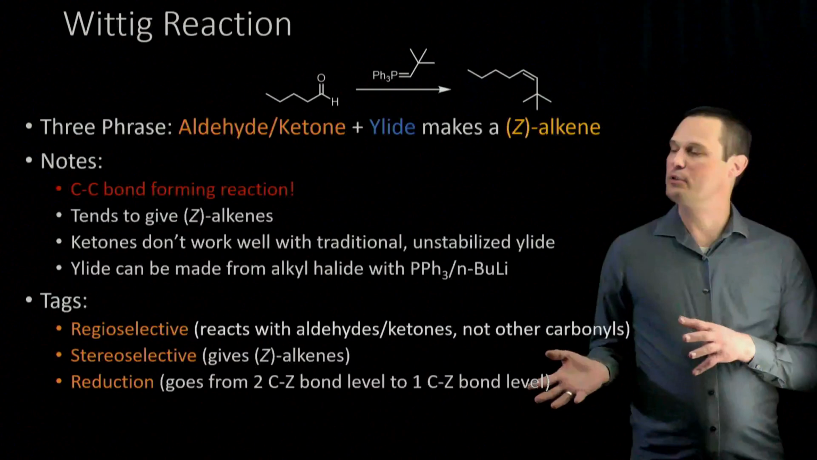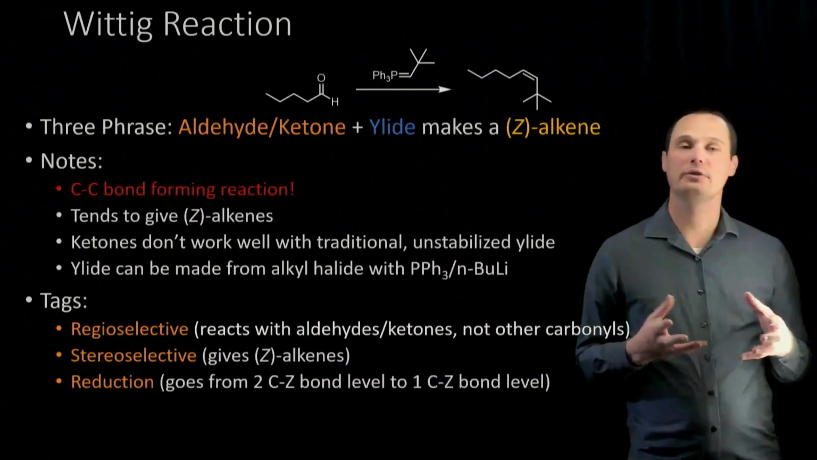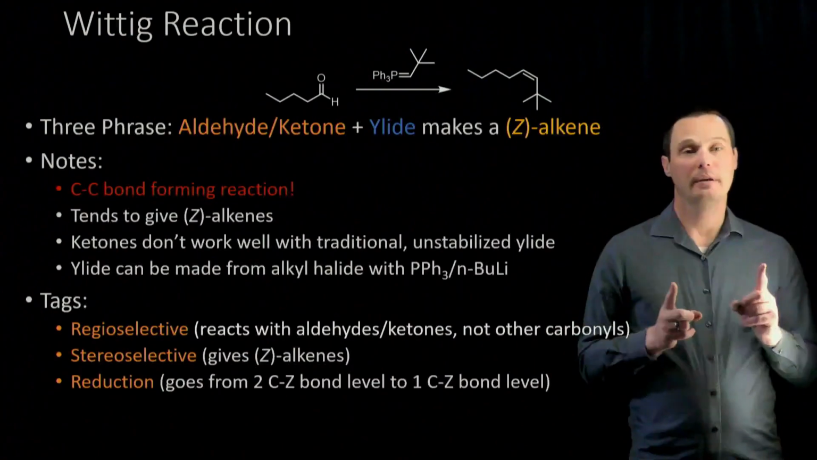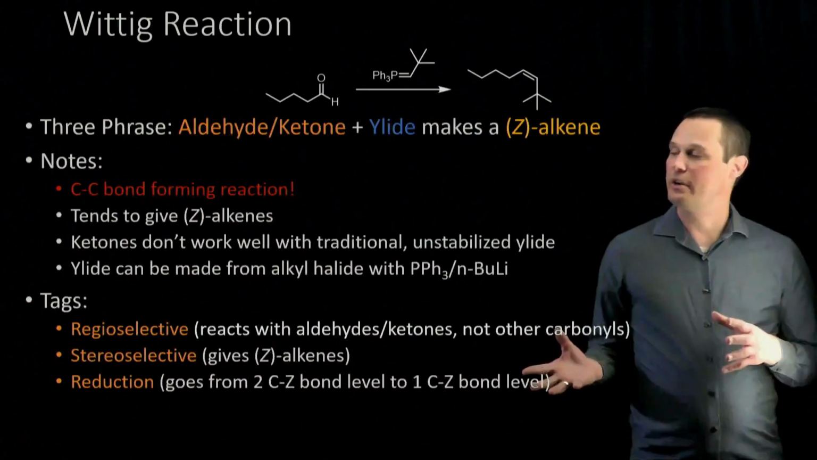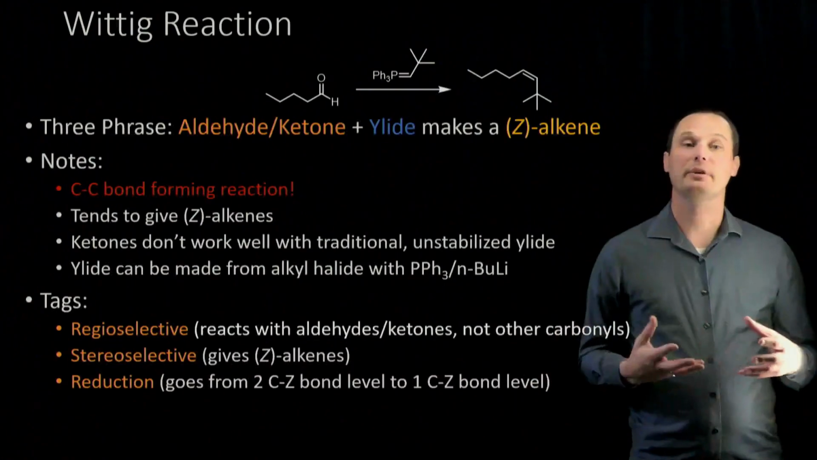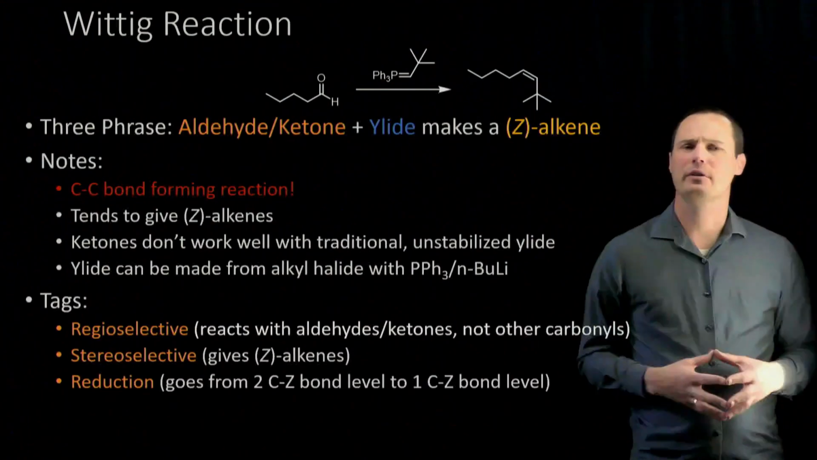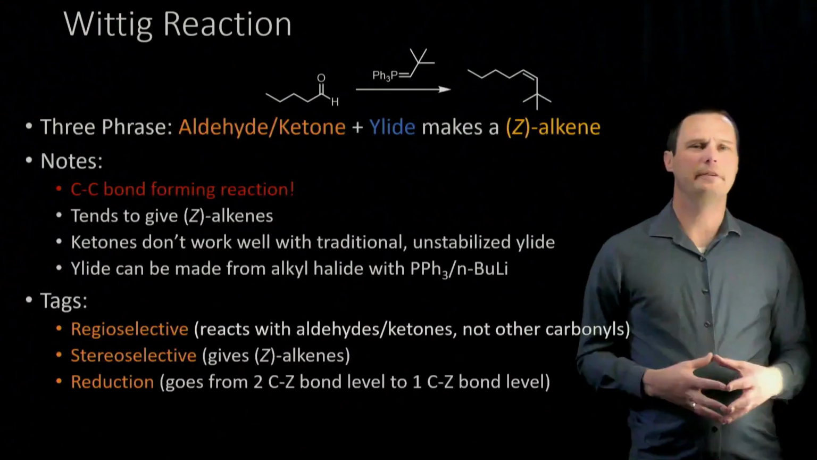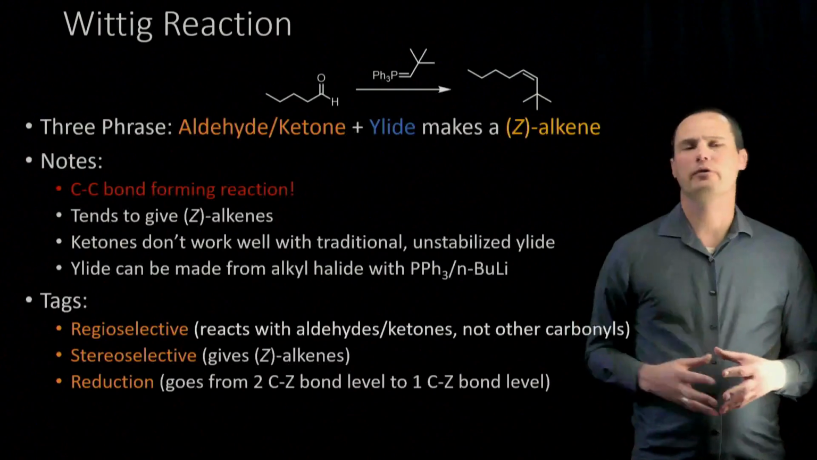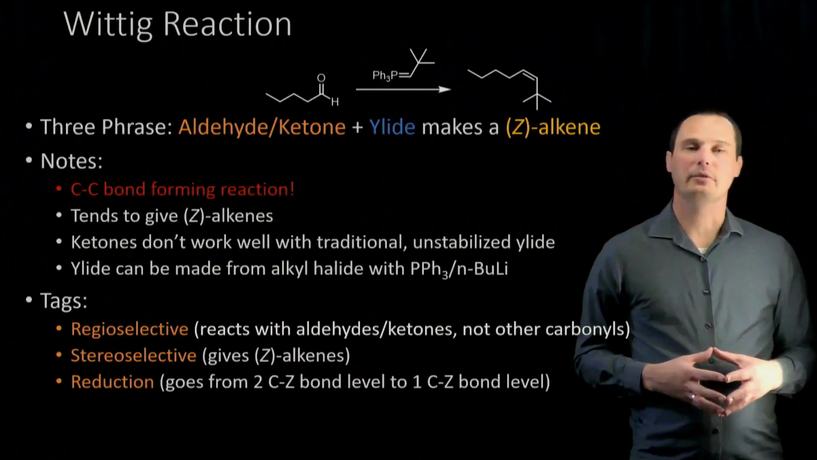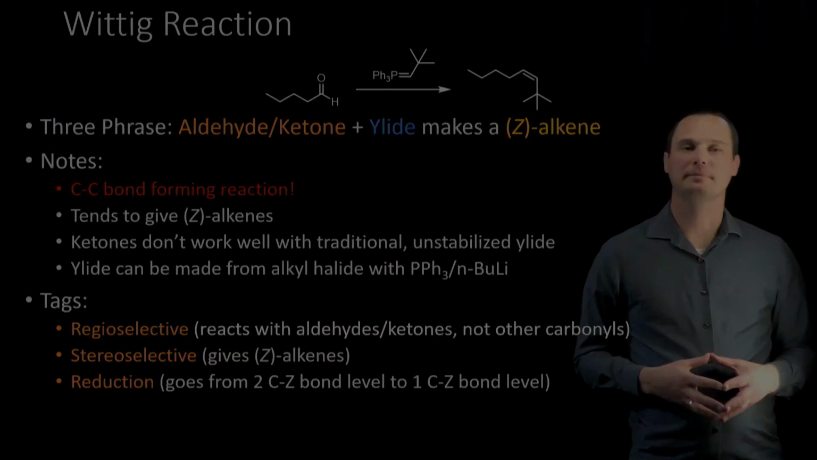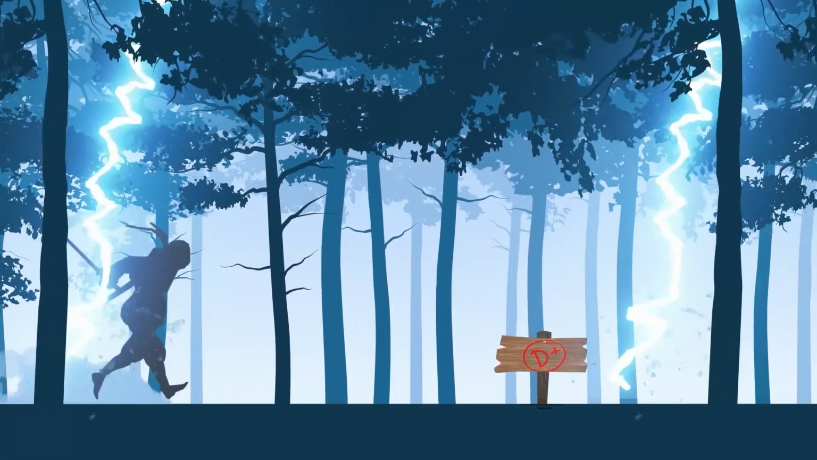Tags for this reaction: it's a regioselective reaction. It really only works with aldehydes or ketones, not any of the other carbonyls, not in the classic Wittig reaction. It's a stereoselective reaction. The classic Wittig reaction gives primarily a Z-alkene, and it is technically a reduction, though I don't think I've ever really heard of a chemist talking about, I'm going to go do a Wittig reduction in lab. It does technically go from the 2 C-Z bond level to the 1 C-Z bond level. This is your reaction card for the Wittig reaction.